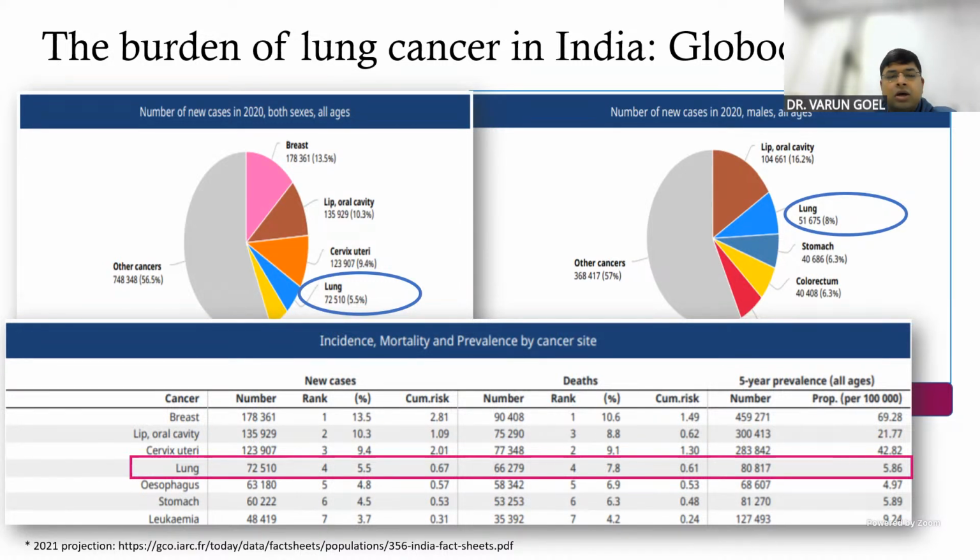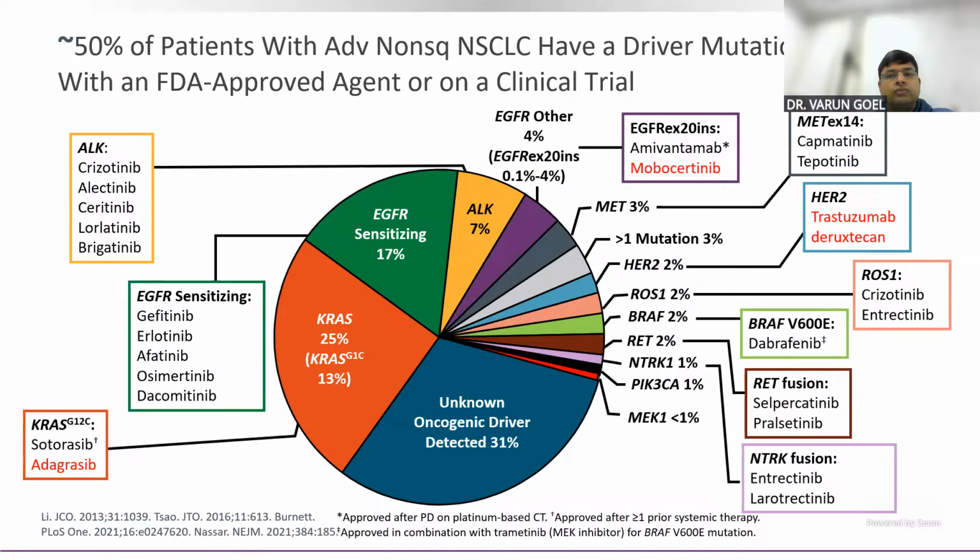Mortality wise, because of lung cancer, 66,279 die per year, and the 5-year prevalence is around 80,000. So this is a huge number overall globally. It is a very common malignancy, and incidence is increasing day by day. It is not a malignancy of developed countries only; it is increasing in developing countries like India also.